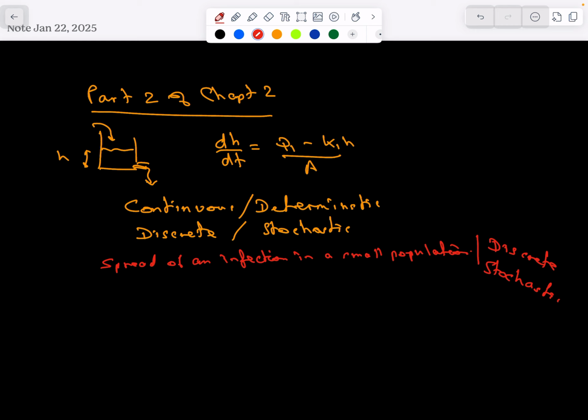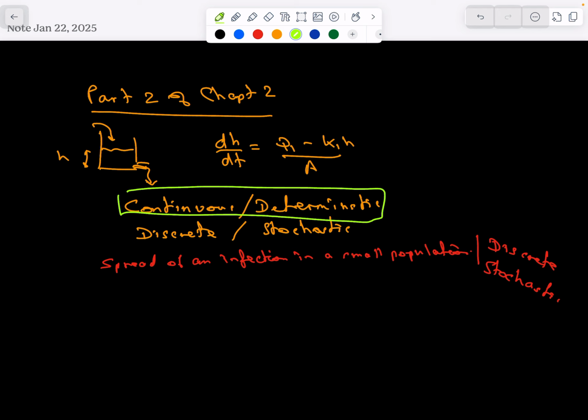What other systems do we have? If you have a large population, you might model that as a continuous stochastic system, and so on. So there are various combinations of these that you can model. In this class, we're pretty much only concerned with continuous deterministic models. Okay.